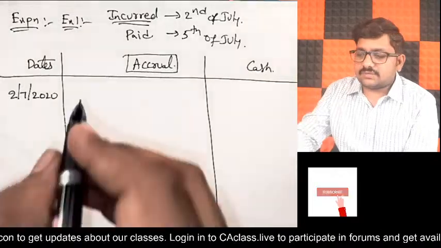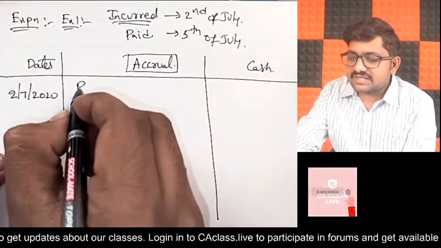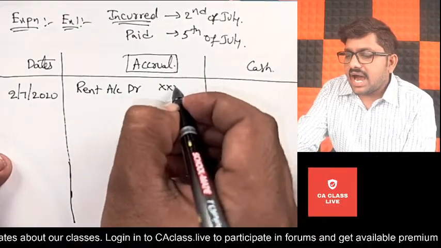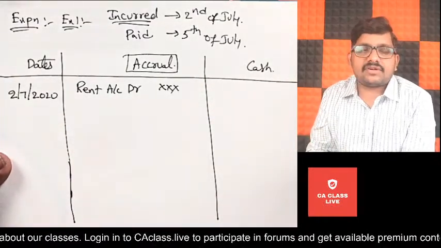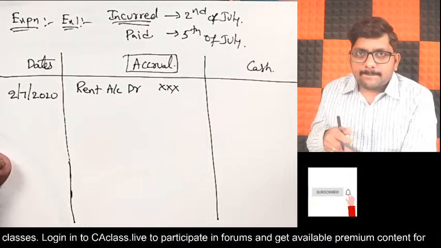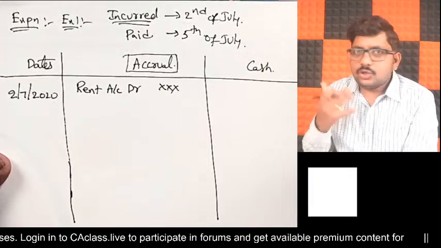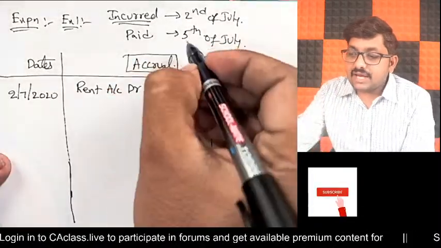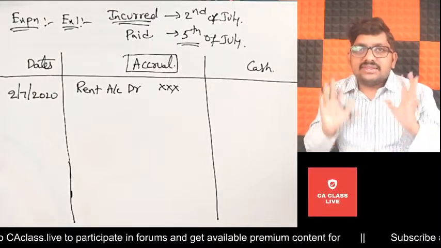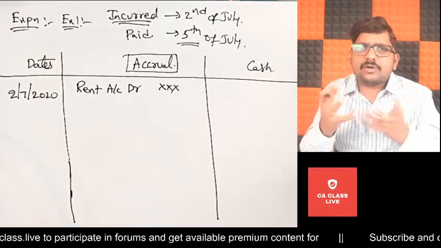I will write the rent expenditure. I will say rent account debit. I have incurred my expenditure, my dear friends, so rent account debit. Are you paying today? No, I'm not paying today. I'm paying on 5th. You did not pay. You have incurred, the liability to pay arose, but you did not pay.